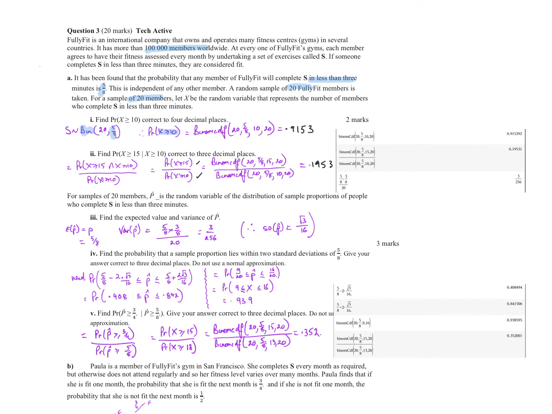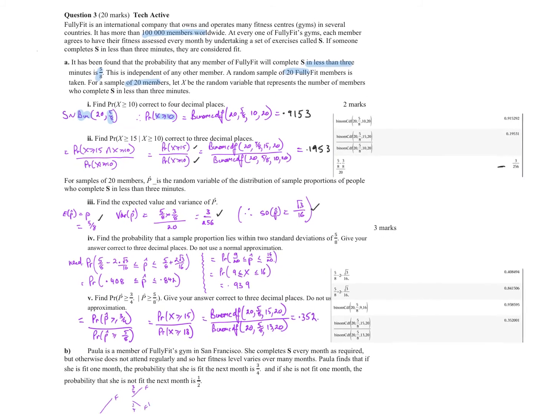Find the expected value and variance of p hat. So the expected value of p hat is just the expected value of p, which is 5/8. Now, remember the standard deviation is the square root of p times 1 minus p on n. So the variance is p times 1 minus p on n, which is 3/256. So the square root of that is going to be my standard deviation over there on your CAS dump.